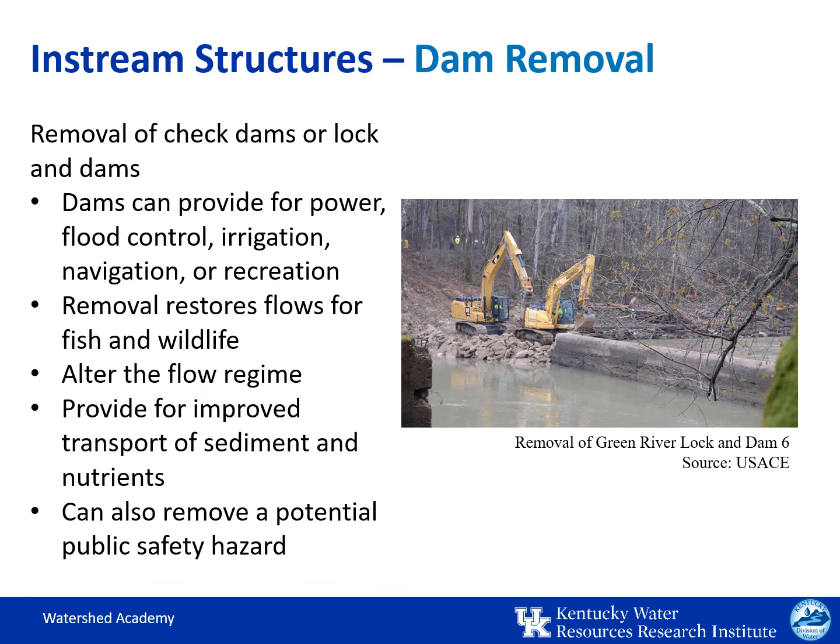Removing these dams can restore ecological flows, which can support a variety of fish and wildlife, including mussels. This also allows for improved natural transport of sediment and nutrients. And finally, it can eliminate a potential safety hazard as these structures approach failure.